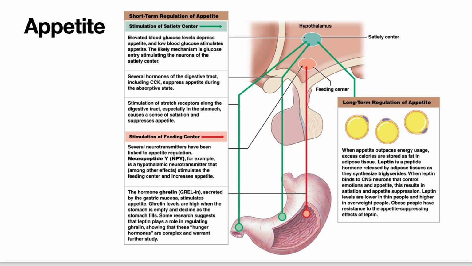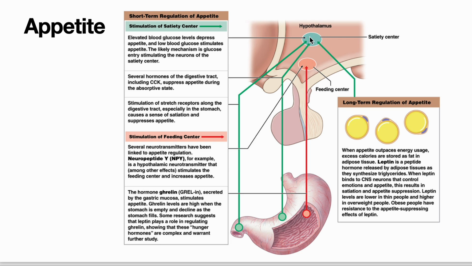I wanted to just talk a little bit about how your appetite is regulated because I think it's really fascinating stuff. So here's our hypothalamus. So we're up in the brain. There's the pituitary gland, right? And it has a bunch of connections, your hypothalamus, to the stomach. So in the hypothalamus, you have a satiety center and you have a feeding center.